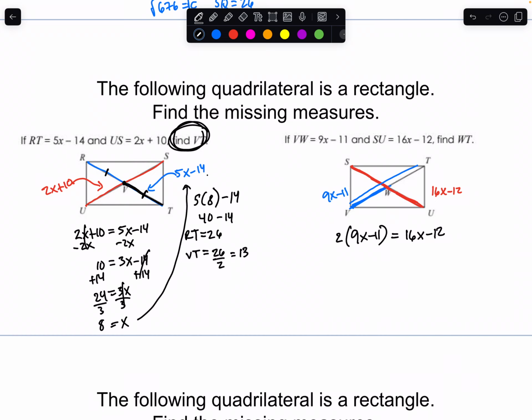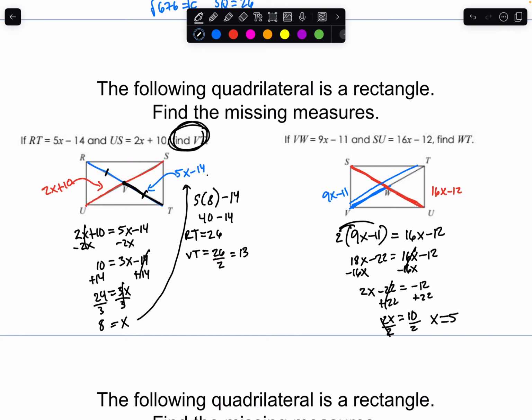And now I distribute, solve for x, I do my thing. So I distribute, I have 18x minus 22 should equal 16x minus 12. As I isolate the variable, 2x minus 22 will equal negative 12. When I move the 22 over, I get 2x equals 10. Therefore, I'm left with x equals 5.